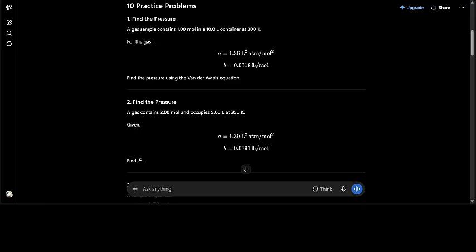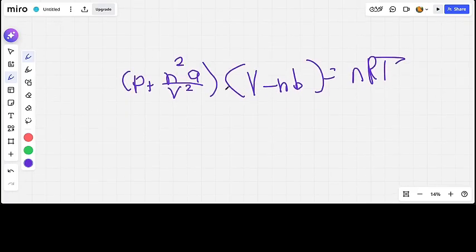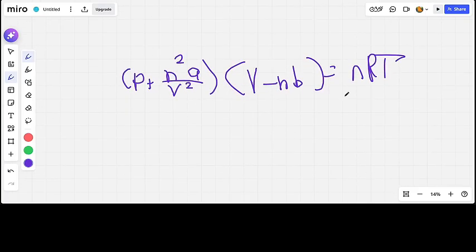Okay, so we're going to be talking about the van der Waals equation. And what is the van der Waals equation basically? It's basically just a modified version of the ideal gas law, but you're using it for different reasons.